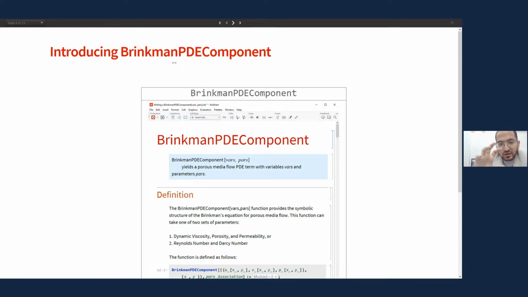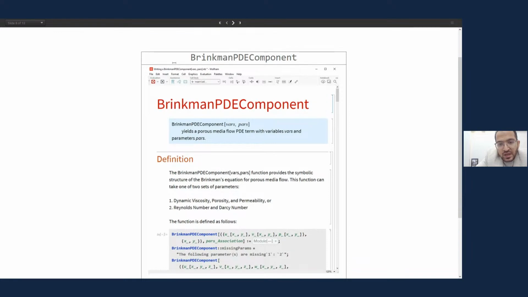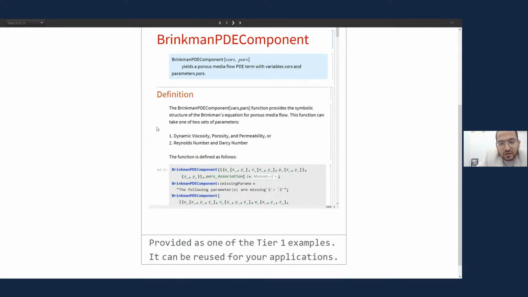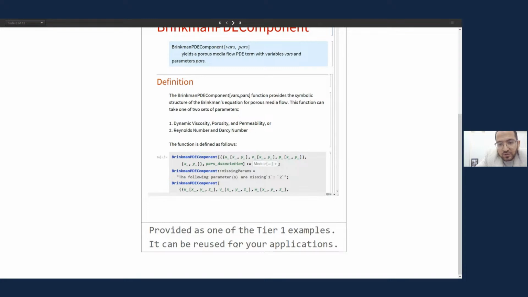So now we had Navier-Stokes equations being modeled through the fluid flow PDE component. Now, I also wanted to make my code modular further. And so what I did is that I wrote my own component called the Brinkman PDE component for the porous region. And what you see is a screenshot of the documentation, which you can find in the material as well, and you can play with it. You can use it for your own applications as well.